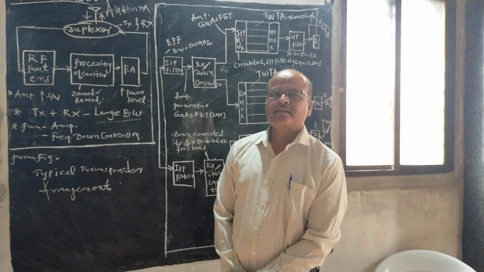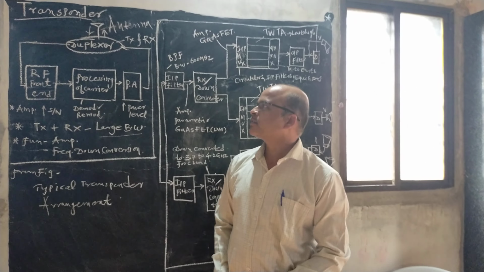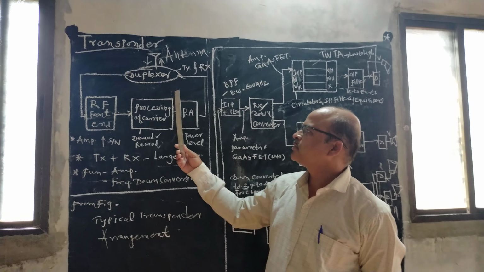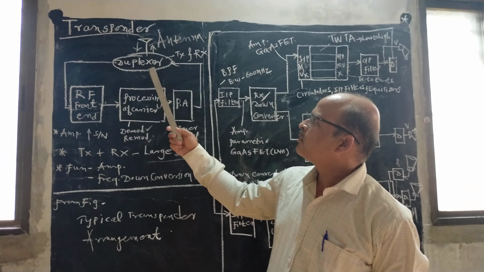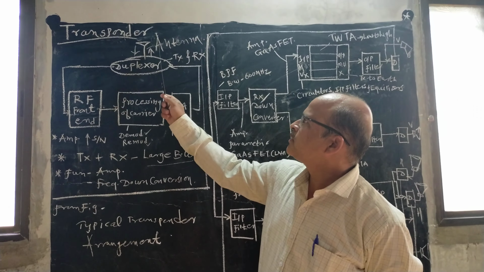Friends, in this lecture we will study the satellite transponder. A satellite transponder generally transmits and receives signals. The uplink from the Earth station is received by this receiving antenna and given to the duplexer.